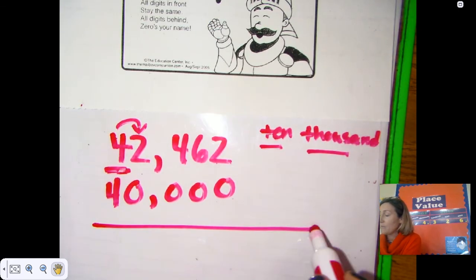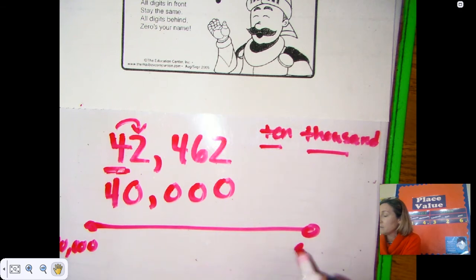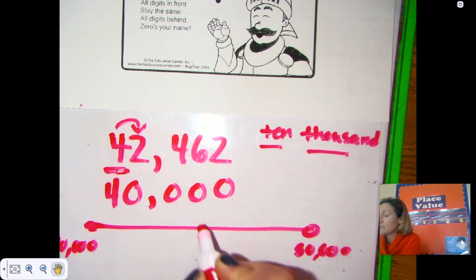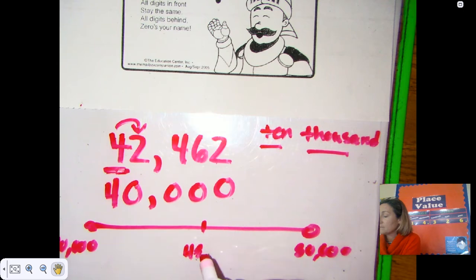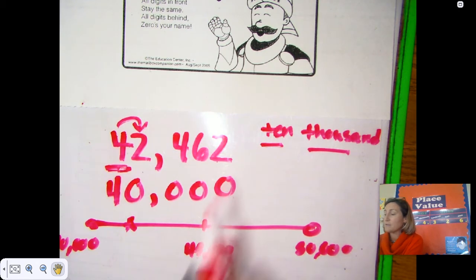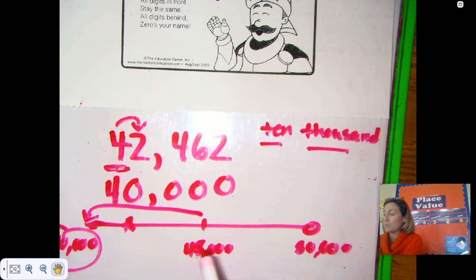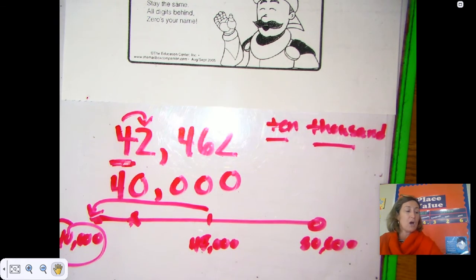Okay, so if we looked on our rounding number line, we were going to either round to 40,000 or 50,000. 45,000 was right in the middle, and we know that 42,462 is less than 45,000, which would be in the middle. And so that is where it stops.